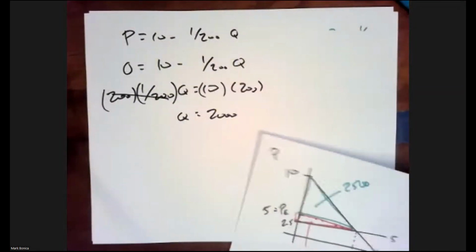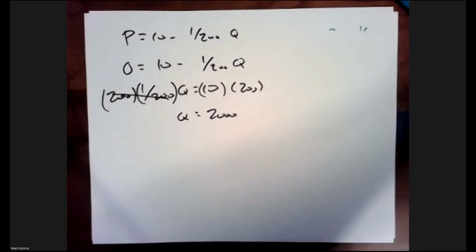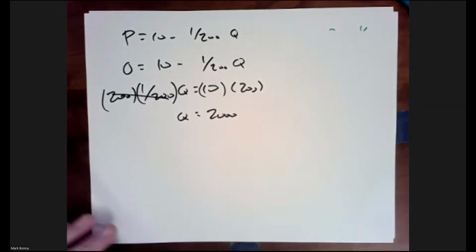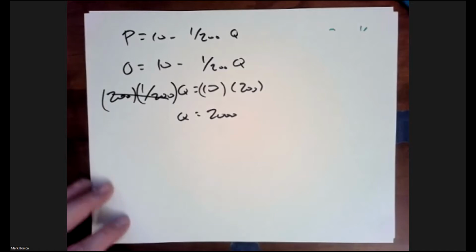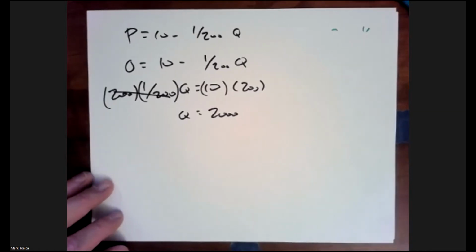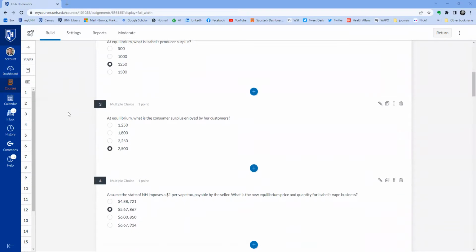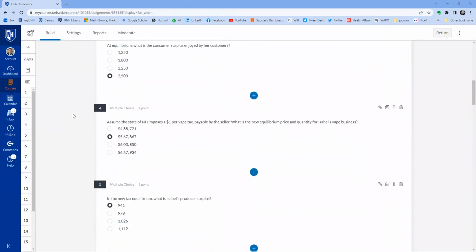All right. Now, it gets a little more interesting, because that was chapter 4. So go back to sharing. Okay. So producer surplus, consumer surplus.